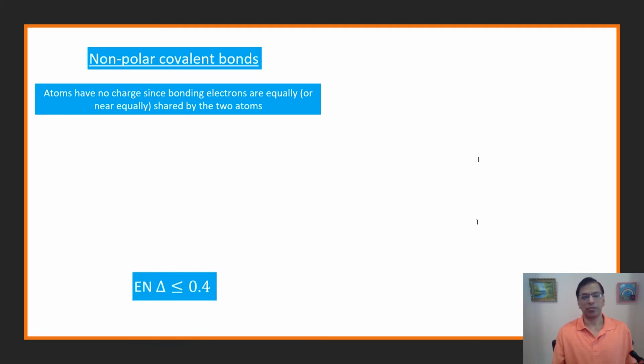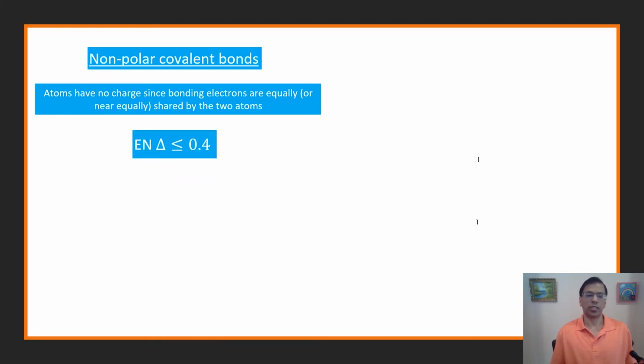The electronegativity difference between the two bonded atoms should be less than or equal to 0.4 for it to be considered a nonpolar covalent bond. This 0.4 number is an arbitrary number. So some textbooks may define a nonpolar covalent bond to have an electronegativity difference of less than or equal to 0.3, but most identify 0.4 as the cutoff.